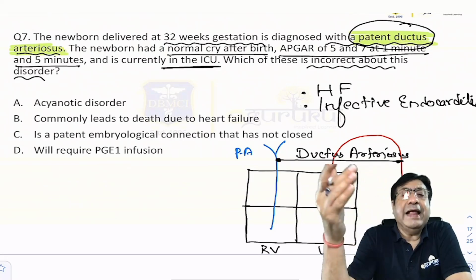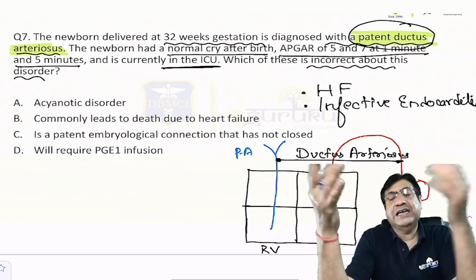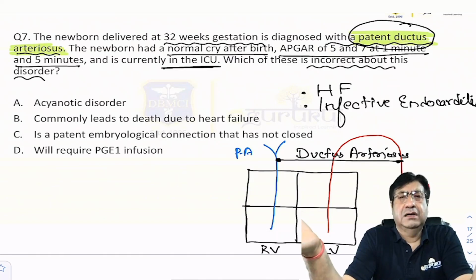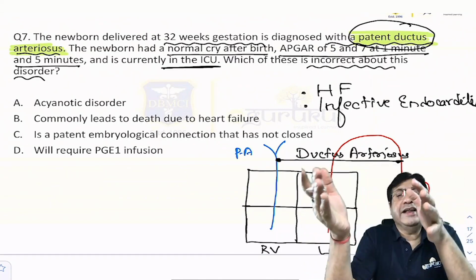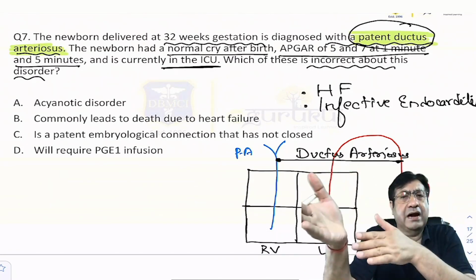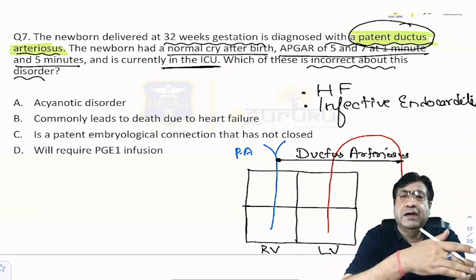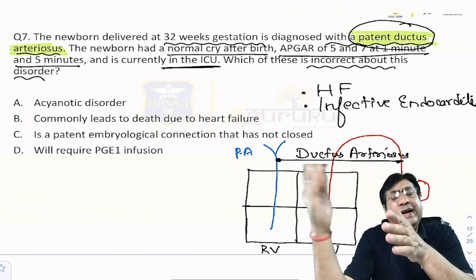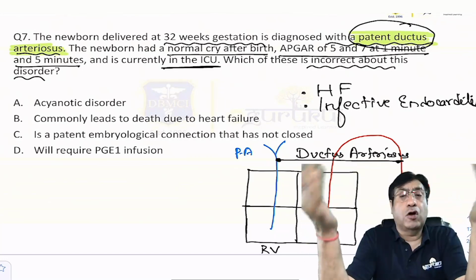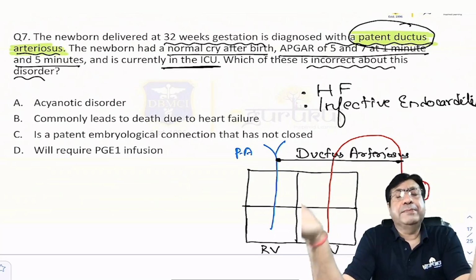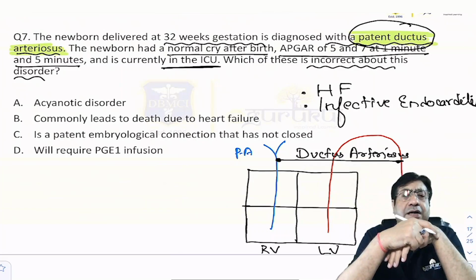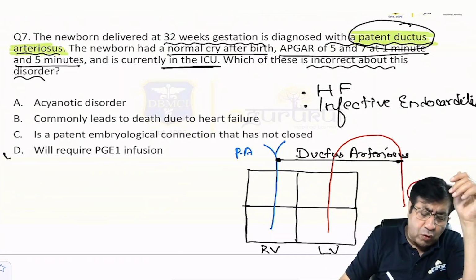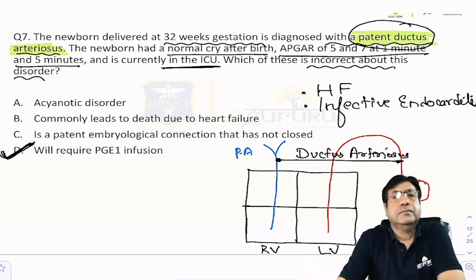C, it is a patent embryological connection that has not closed, which I just now told you. This is a correct statement. It's an embryological connection between the aorta and the pulmonary artery present from the fetal life, which should have closed between day 10 to day 21 after birth. If it has not closed, then it becomes abnormal and is known as a patent ductus arteriosus. So the only statement which is wrong is statement D.